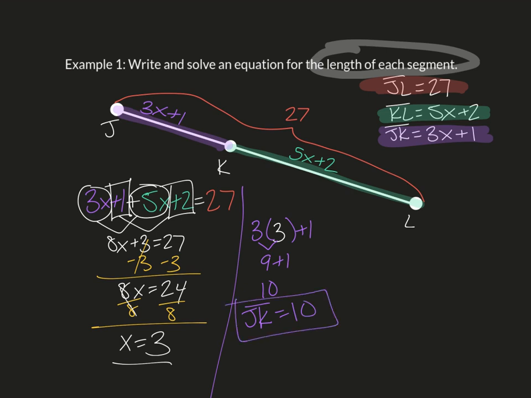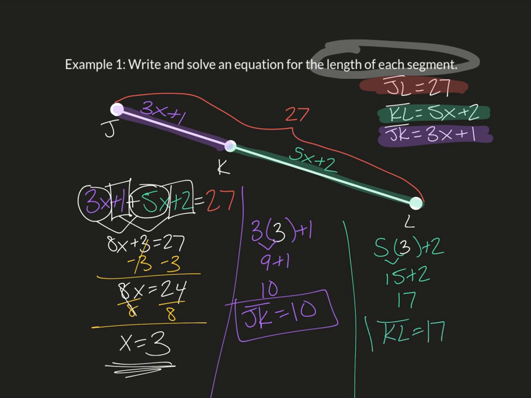And now I need to do the same thing for the green. So for the green, I have 5 times x. And again, we found out that x equals 3 right over here. So I'm doing 5 times 3 plus 2. 5 times 3 is 15 plus 2. 15 plus 2 is 17. So that means KL, the green portion, is 17.